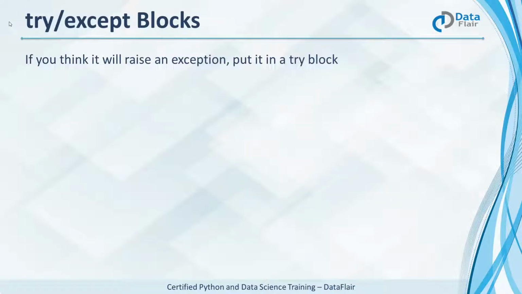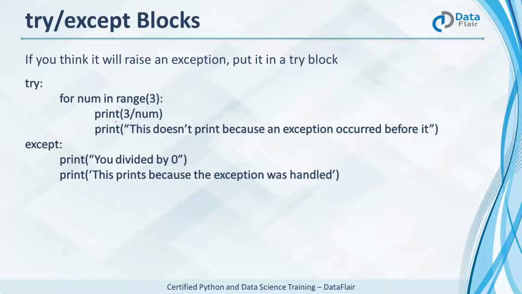If a statement is probable to raise an exception, put it in a try block. In this for loop, we print the division of 3 by numbers 0 to 2. So we've put this in a try block. This statement doesn't print because whenever it encounters an exception, it skips to the next statements and looks for a way to handle this exception.